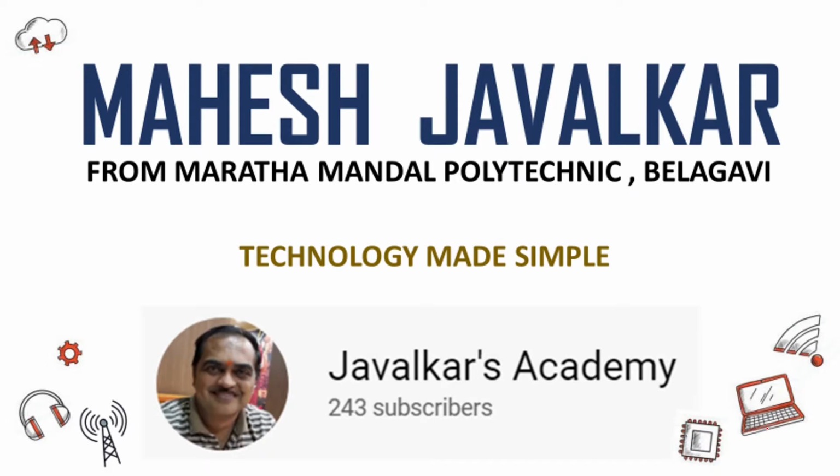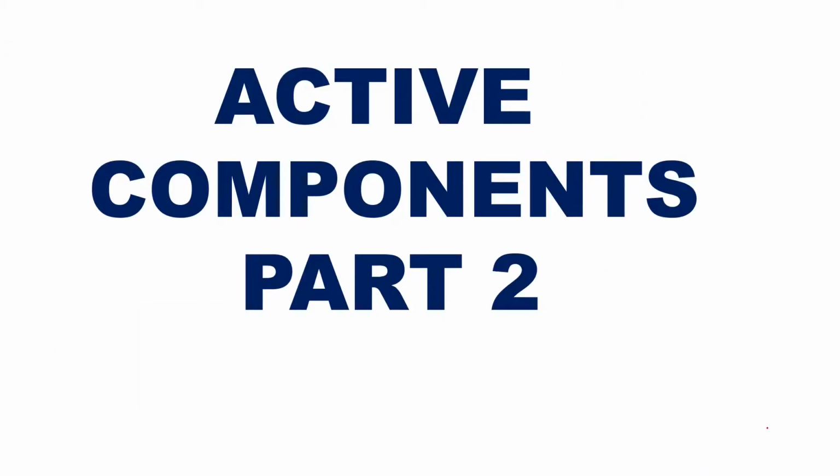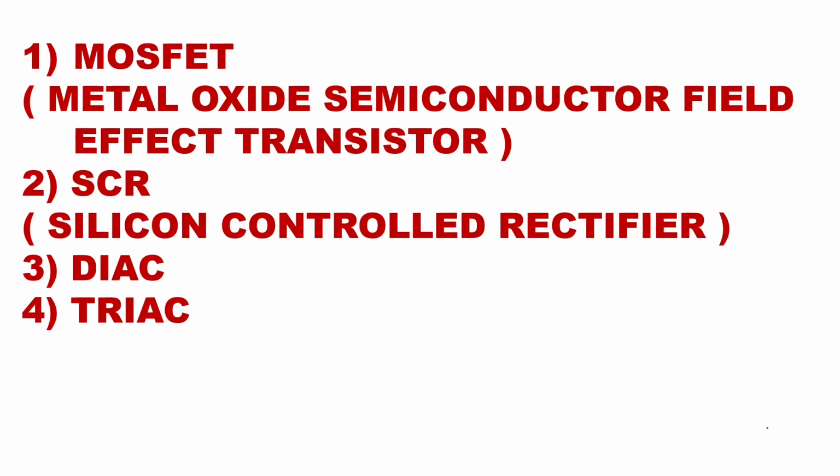Dear students, for today we'll see the fourth point in our first unit, that is basics of electronic components. In that we will see active components, in which we will see MOSFET, SCR, DIAC and TRIAC. This will be part 2 of active components, because in part 1 we have studied diode, Zener diode and BJT, and now we are going to study MOSFET, SCR, DIAC and TRIAC. So here are the names of the active components which we are going to study.